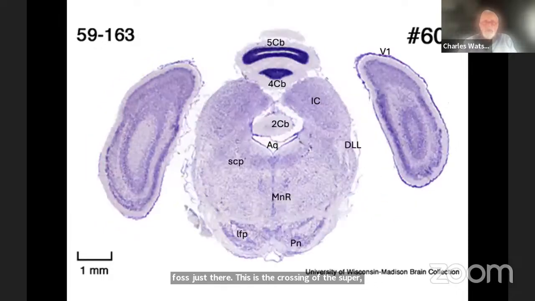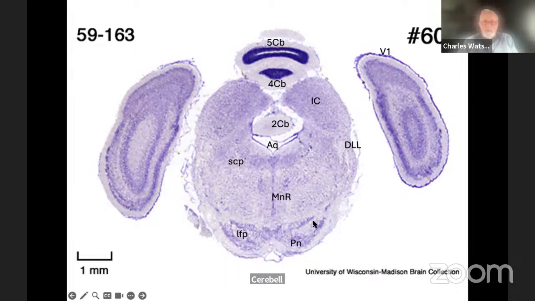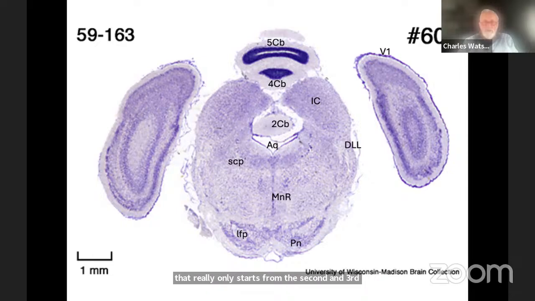And we'll jump quickly down to the last few. We're leaving the cortex behind now, and the cerebellum has appeared. So we've got inferior colliculus with bits of the cerebellum, cerebellar vermis in the center, and at the bottom, the pons has appeared. Of course, in the human brain, the pons is so expanded that it appears to cover the top half of the hindbrain, whereas in developmental terms, it really only starts from the second and third segments of the hindbrain, the second and third rhombomeres. Quickly to the end, and we'll go on then.